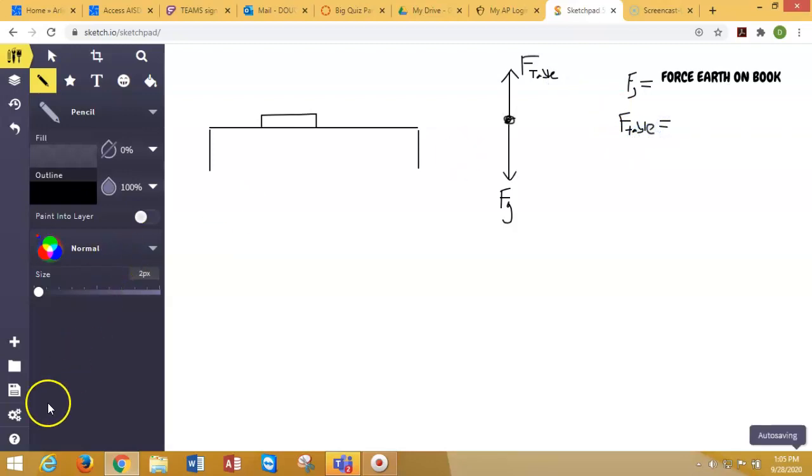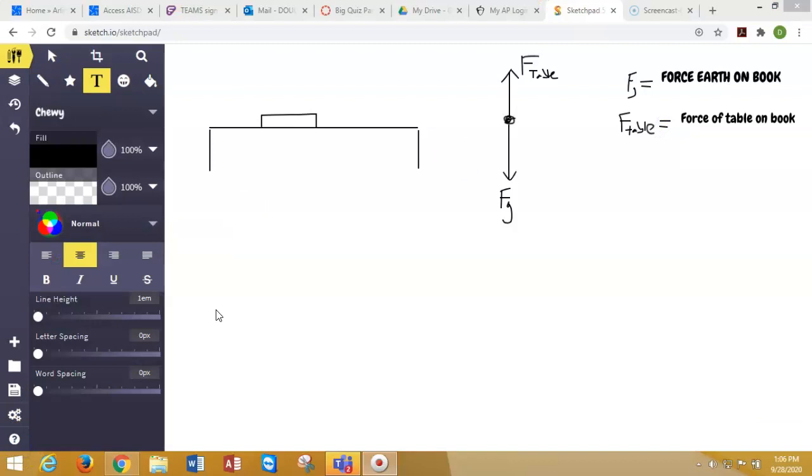What is this force table? This would be the force of the table on the book. Those 2 things are directly touching. This is called a contact force. Okay? And so we can have contact forces, we can have field forces. And that's it. Those are the only 2 types of forces that you can have.